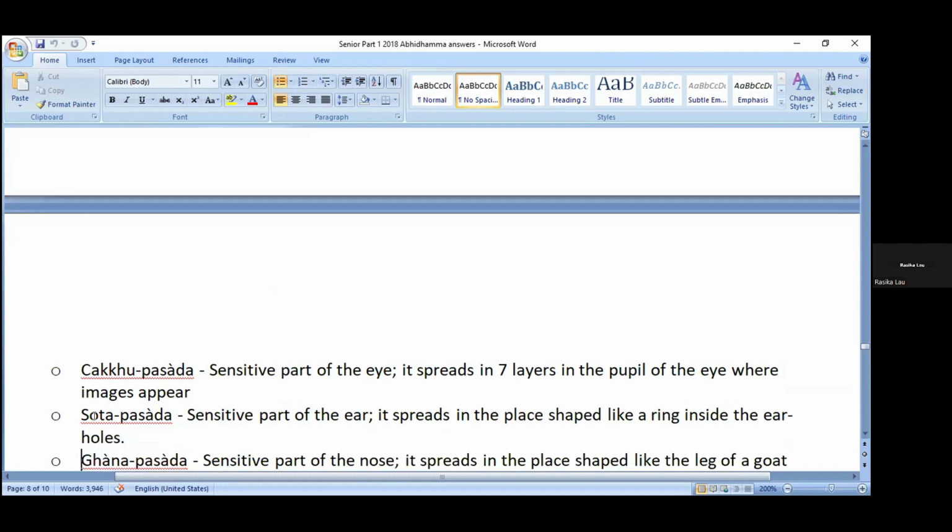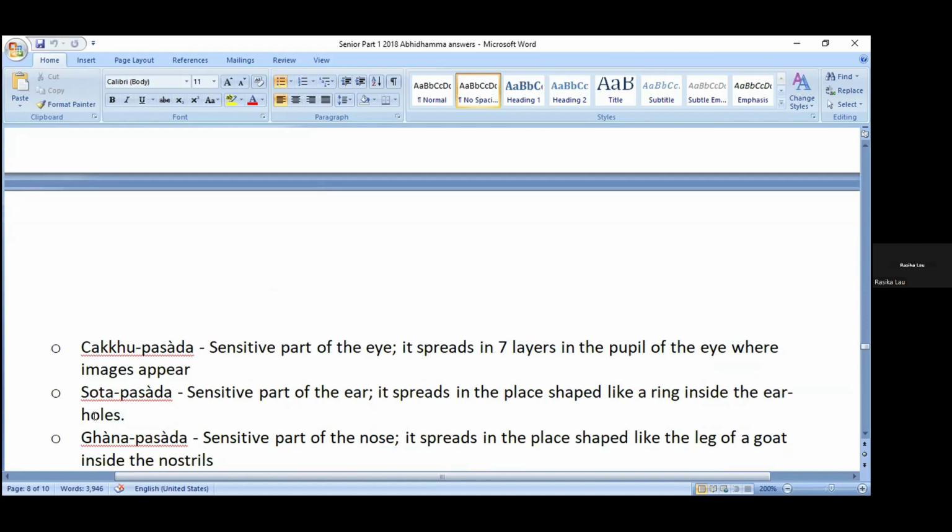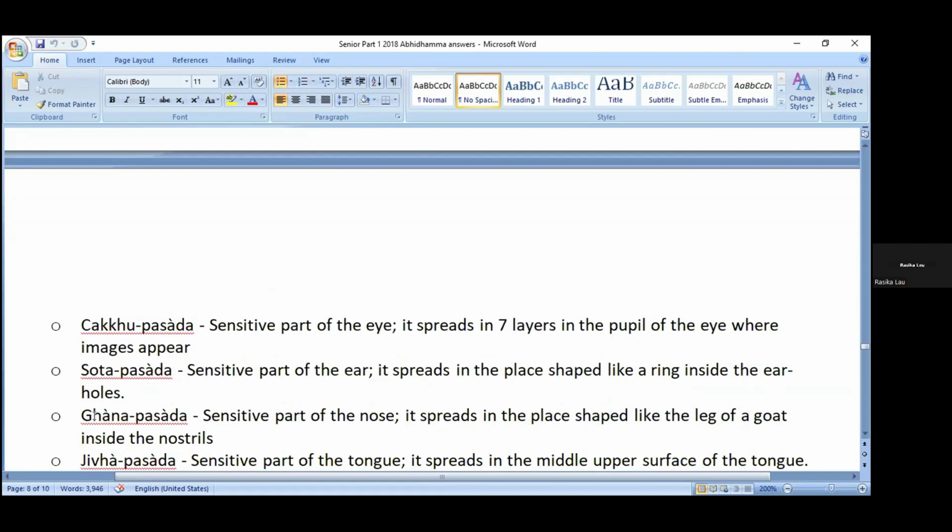And then the nose, the sense of smell. It spreads like a leg of a goat inside the nose. This is the smell of a goat. Then you touch the hair of your nostril. Okay, you need to talk about it. This is a simple description. I don't expect you to do a scientific description. Then jivha pasada, the tongue.